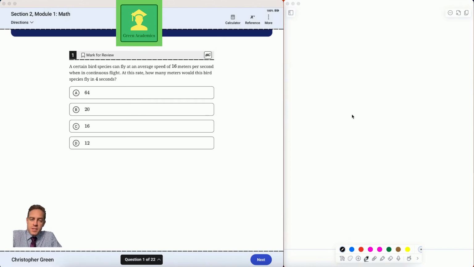This is Bluebook Digital SAT 6, Math Module 1. A certain bird species can fly at an average speed of 16 meters per second when in continuous flight. At this rate, how many meters would this bird fly in 4 seconds?